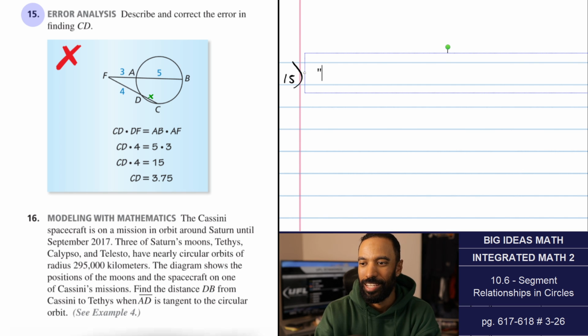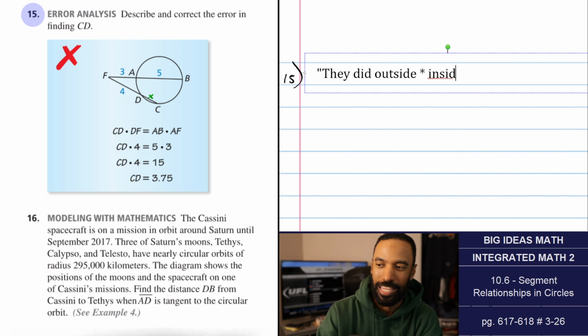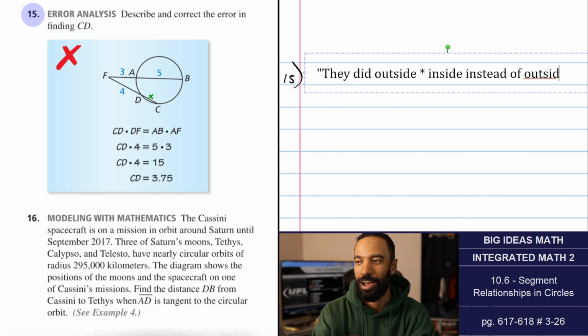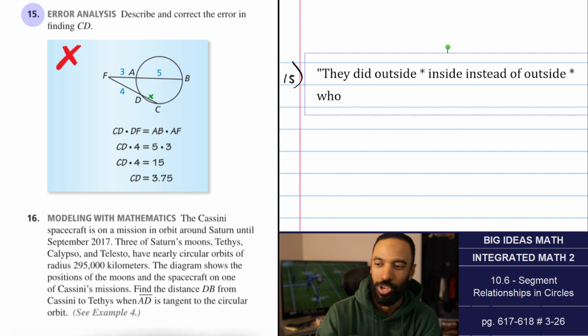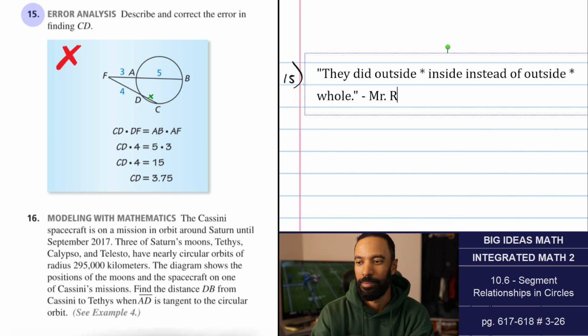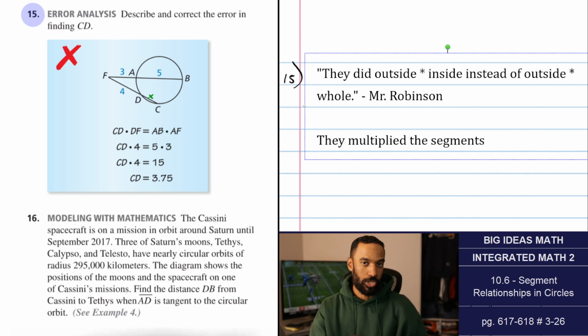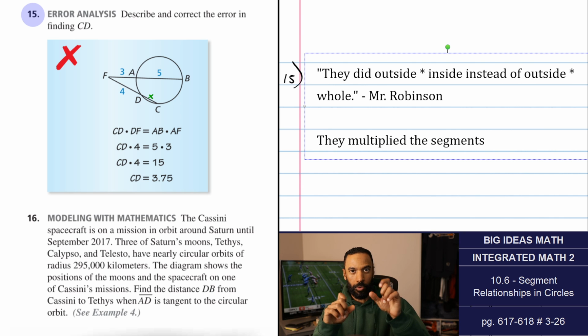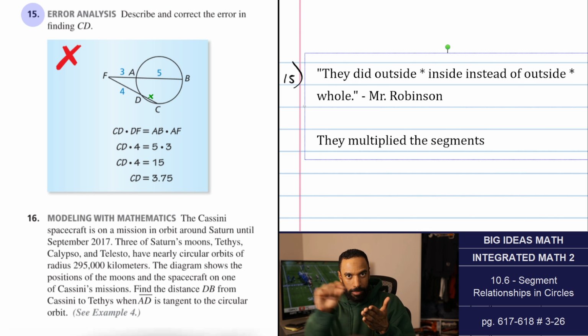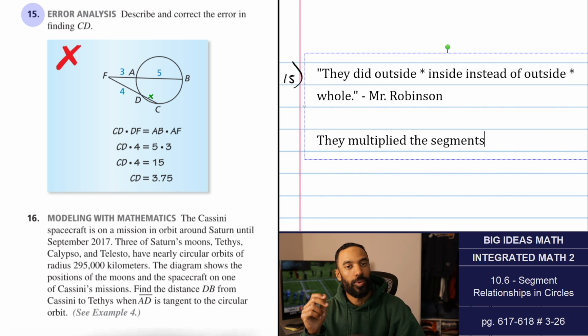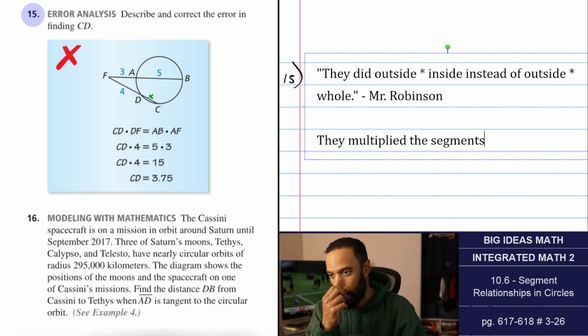Mr. Robinson, they did outside times inside instead of outside times whole, Mr. Robinson. The better way of saying it is they multiplied the segments. See, you would do this when they're inside the circle. I know we haven't proved that thing yet, but when the chords intersect inside, it's this times this equals that times that. They kind of treated it like that. That's not what you do.